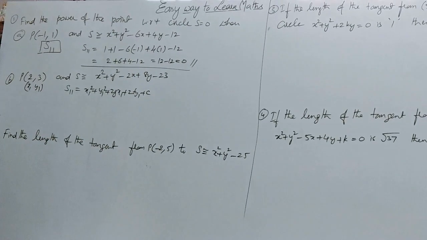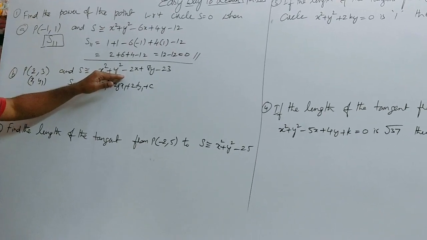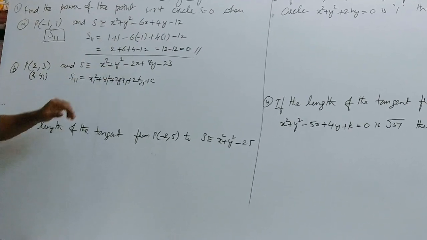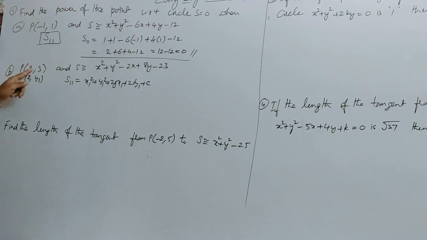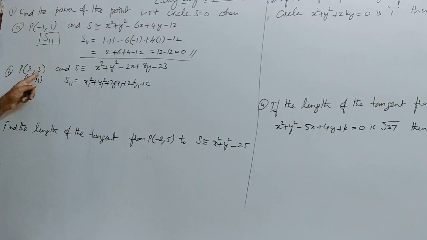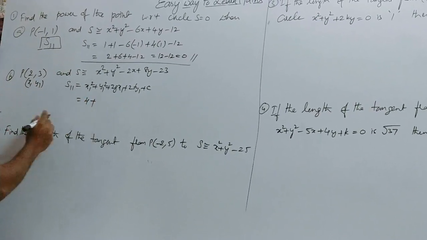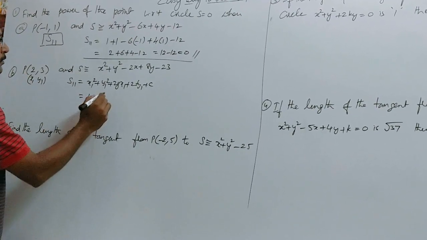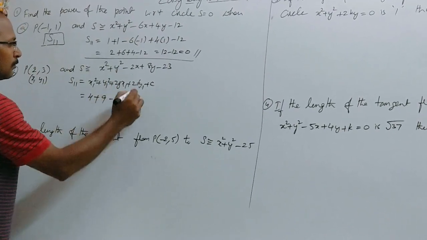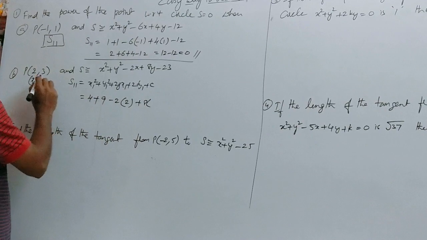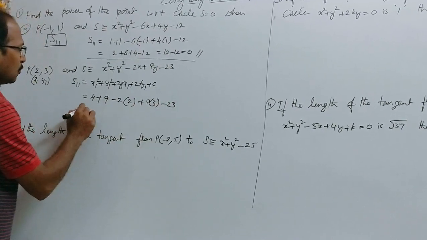That is, simply we have to substitute the given point in the equation of the circle to find the value of S11. Now let us substitute. In place of x we have to substitute 2, and in place of y we have to substitute 3. So x square means 2 square, 4, plus 3 square, 9, minus 2 into, in place of x we have to substitute 2, plus 8 into, in place of y we have to substitute 3, minus 23.